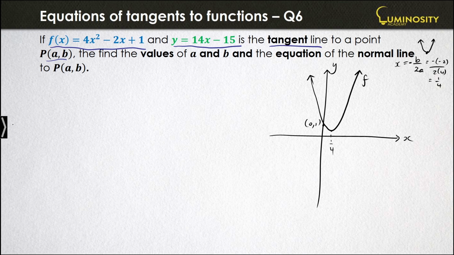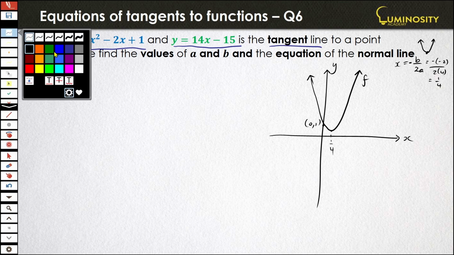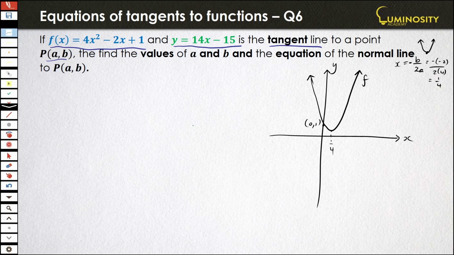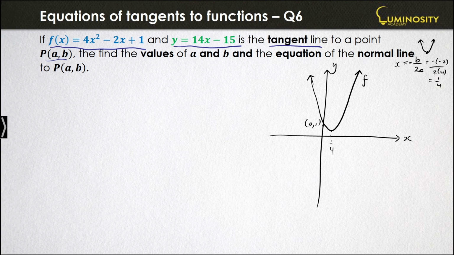And then we know that there's some point, we don't know where it is just yet, right? We know it's (a, b), and when you take the tangent to that point, the equation is y equals 14x minus 15. So the gradient of this tangent line is 14, and it cuts the y-axis at negative 15. So let's go ahead and do that.